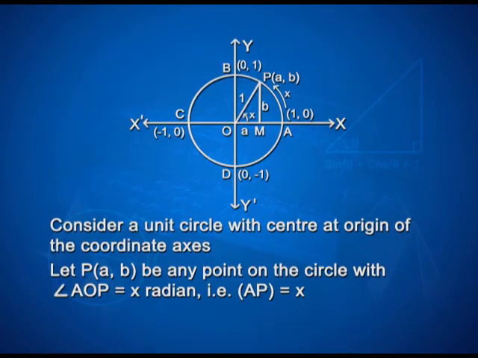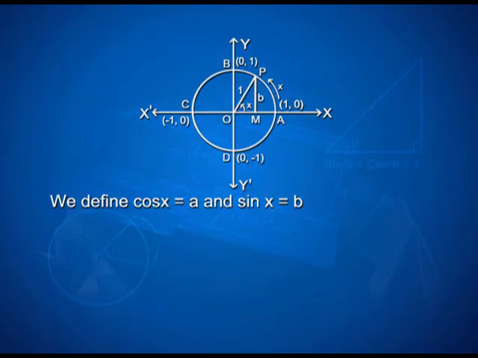Consider a unit circle with center at the origin of the coordinate axis. Let P(a, b) be any point on the circle with angle AOP equal to x radian, that is, length of arc AP is equal to x. We define cos x equal to a and sin x equal to b.